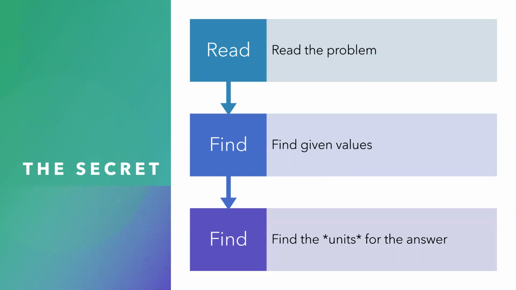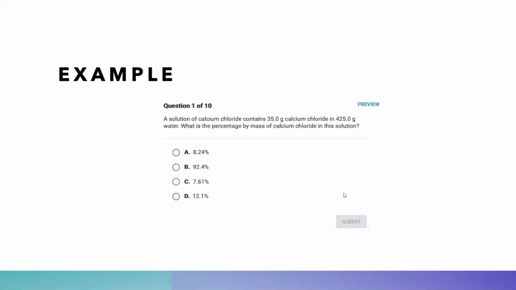But now for the important part. First, you read the problem. Don't even do anything but read it. As you're reading, you want to find the given values, the information that you're given in the problem. And sometimes there's more information than you need. So the last thing you need to do is find the units for the answer. So you want to find out what your target is. So you have a bunch of given values and you find a target. So we're going to practice this with one of the example questions from Apex.